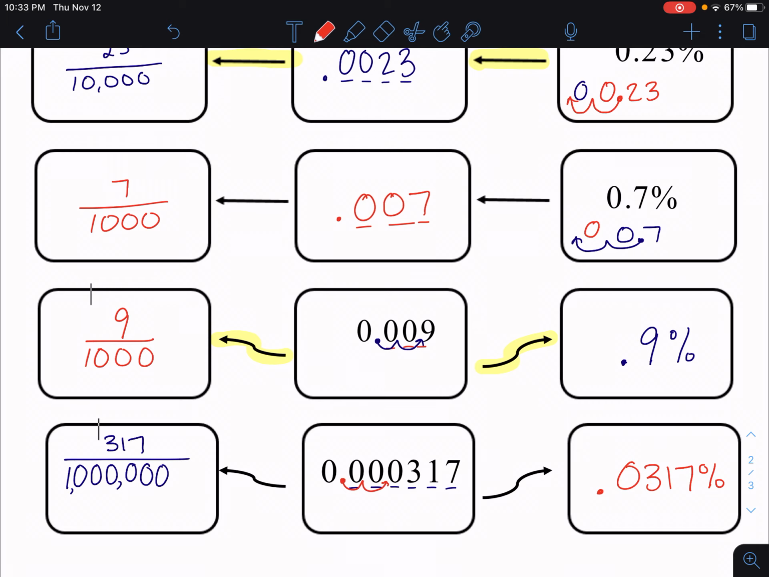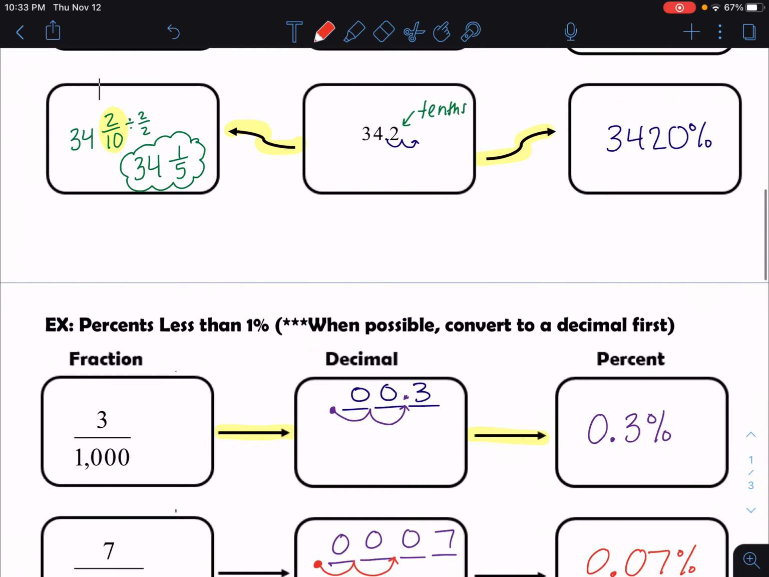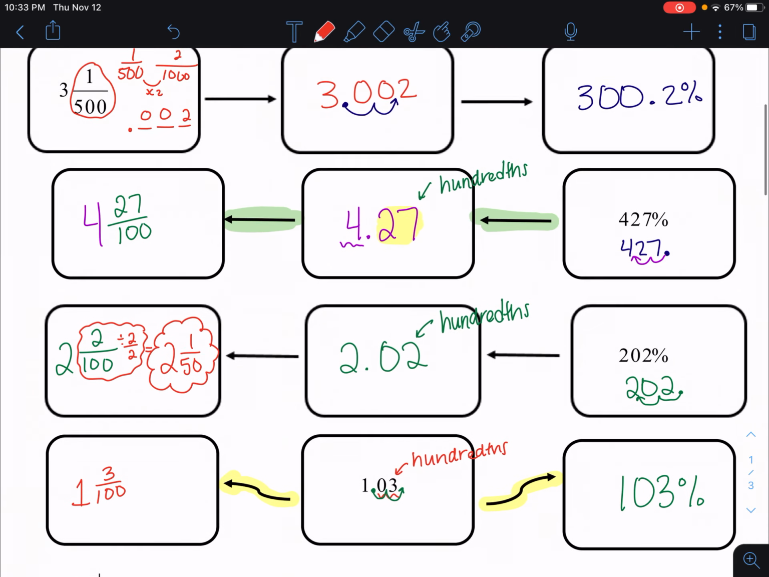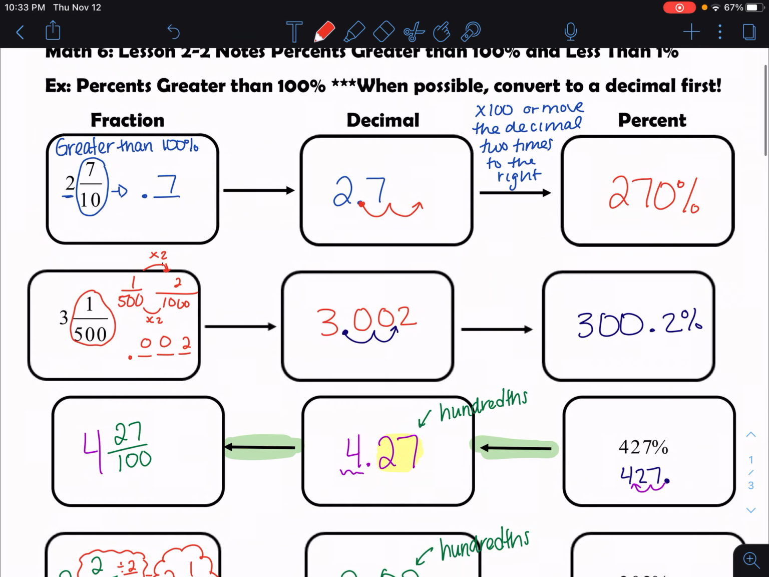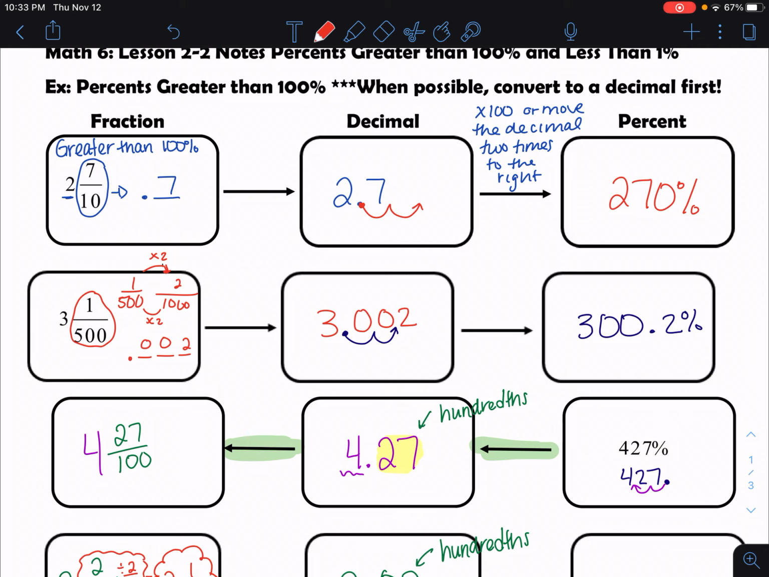Your homework worksheet looks just like this. It follows a very similar format of a couple of fractions, a couple of decimals, a couple of percents. The front side is greater than 100%. The back side is less than 1%. Use this video as a reference and a resource as you are working. And I will go over answers to that homework assignment on Monday.